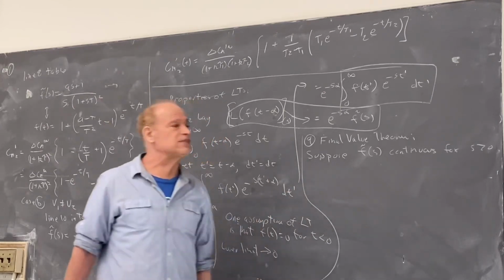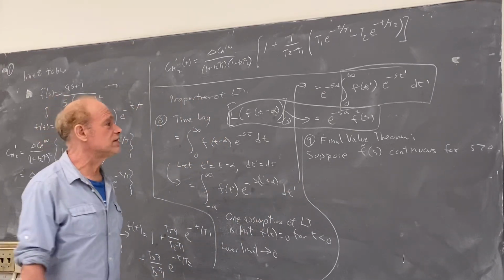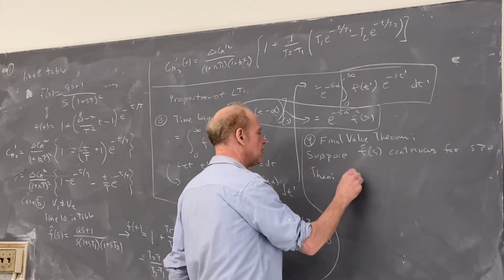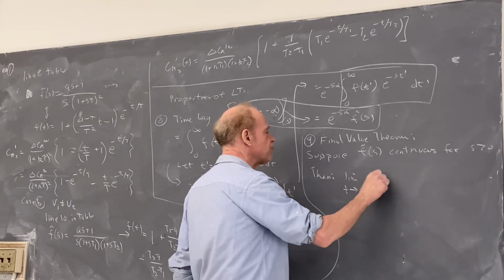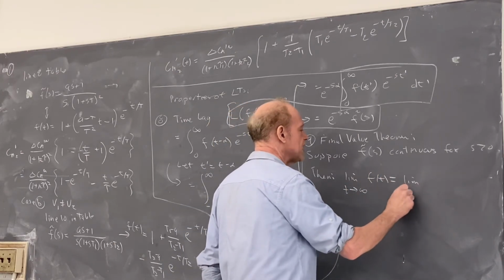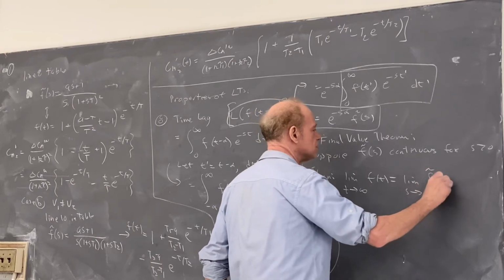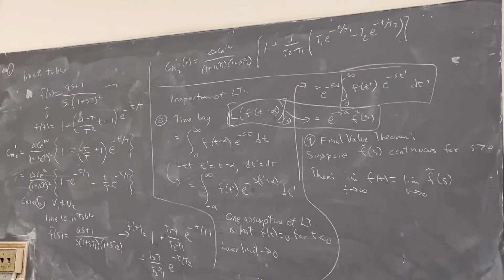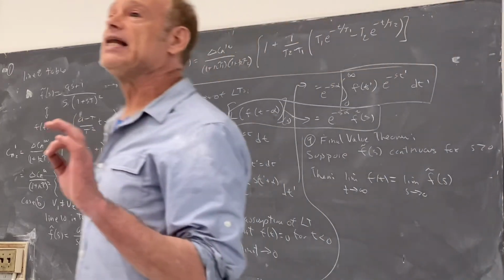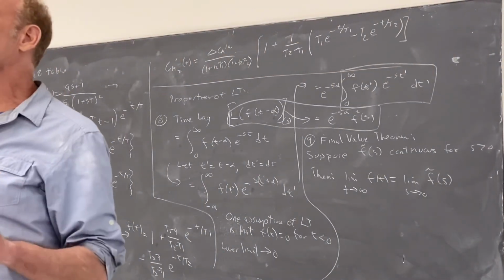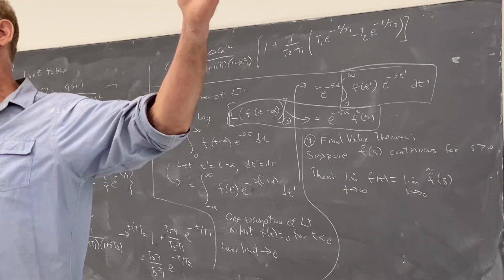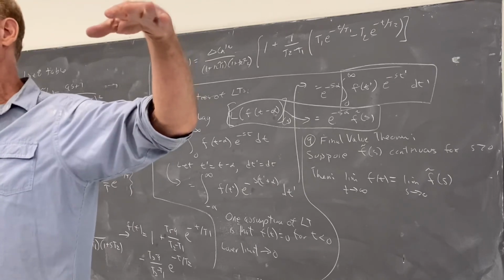Okay, so let's assume f is continuous for s greater than 0. Then the limit as t goes to infinity of f of t is equal to the limit as s goes to 0 of f tilde of s, which is kind of cool. It says that if I want to know the steady state value, what does that say? If I'm going to go to steady state, it's going to take, at worst, infinite time. I might go to steady state earlier, but certainly by infinity I should get there.